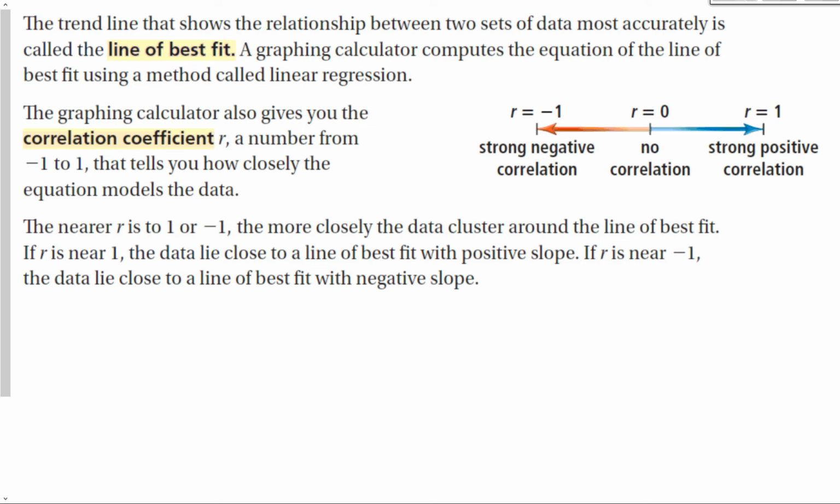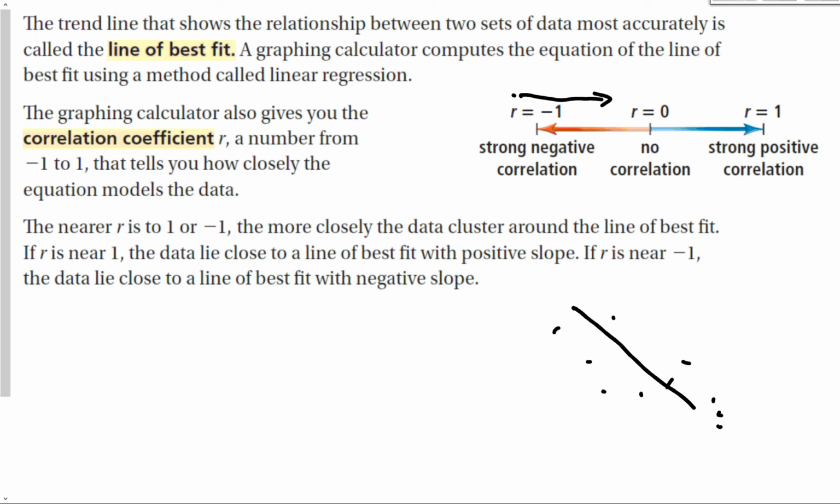The nearer R is to 1 or -1, the more closely the data cluster around the line of best fit. If R is nearer to 1, the data lie close to the line of best fit with a positive slope. If R is near -1, the data lie close to the line of best fit with a negative slope. So if the number your calculator spits out, this R, this correlation coefficient, is negative, your line's going to be going down and all the points are going to look almost like a line. As you start to go this way, the line is still going down, but the points are going to be more scattered out, right?